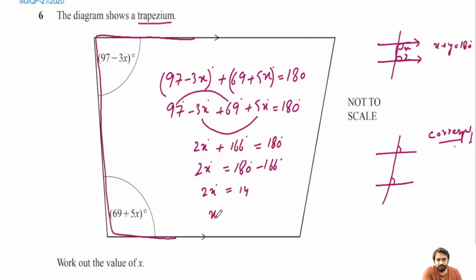14 degrees. Now moving the 2 to the other side, 14 divided by 2, the answer is 7. So this is our answer. We have just calculated the value of x.